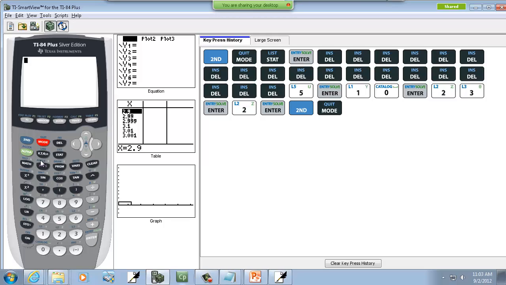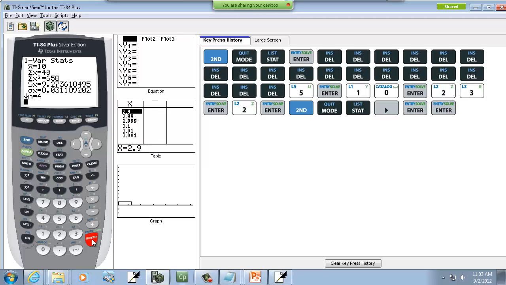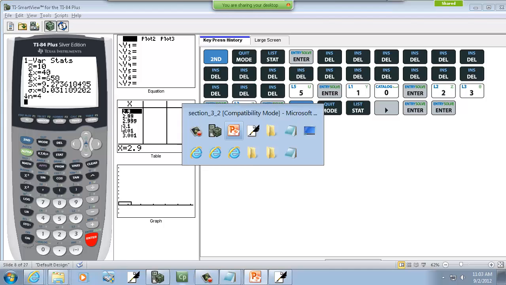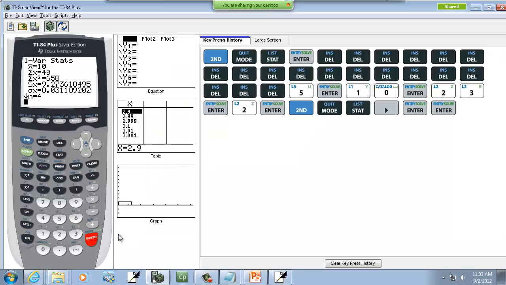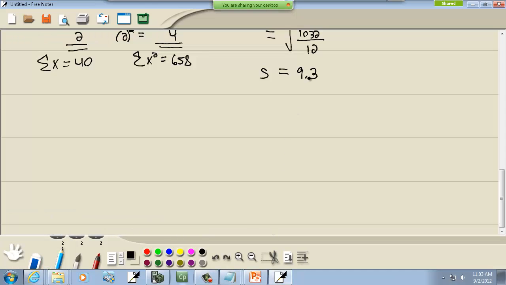I'll go into my stat, right arrow to calc. 1-Var Stats is selected, so we'll press enter on it. Now this assumes L1, that's where we put our data, so we're fine. So we'll press enter again. Now the Sx you see right here is your sample standard deviation, so that's your 9.3, which will give us the same value as if we'd done it by hand.